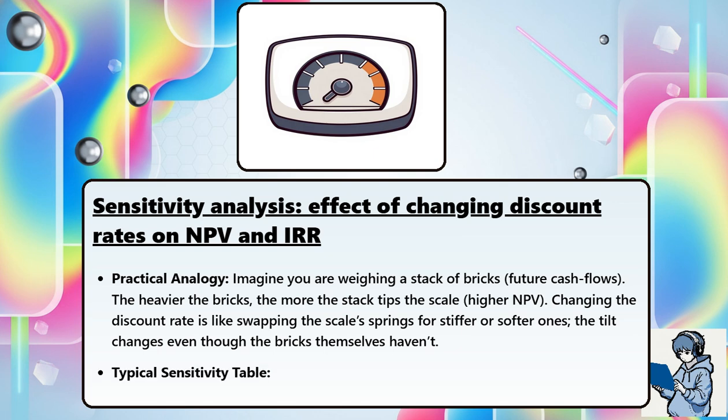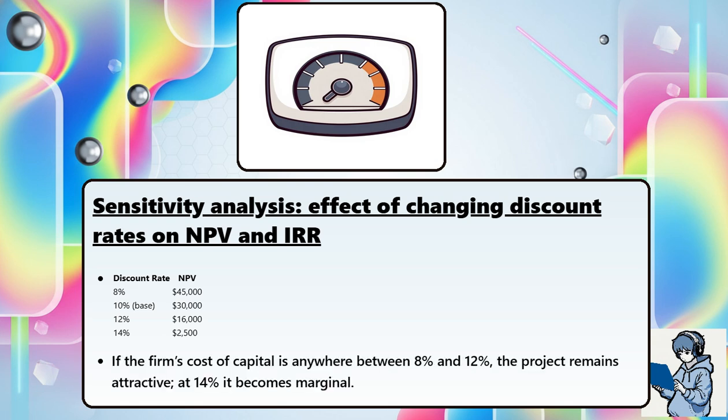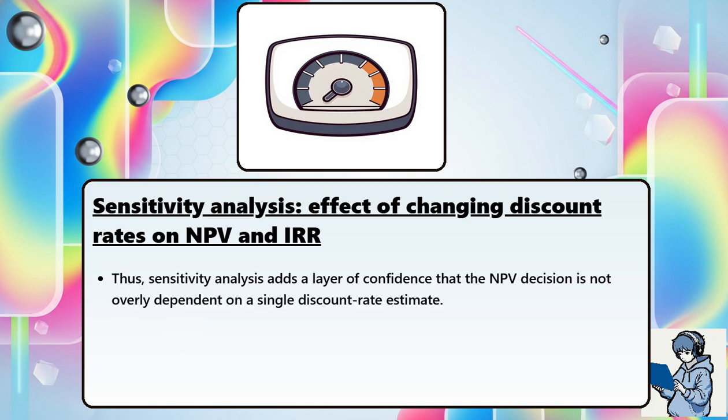Typical sensitivity table. Discount rate to NPV: 8% equals $45,000. 10% base equals $30,000. 12% equals $16,000. 14% equals $2,500. If the firm's cost of capital is anywhere between 8% and 12%, the project remains attractive. At 14%, it becomes marginal. Thus, sensitivity analysis adds a layer of confidence that the NPV decision is not overly dependent on a single discount rate estimate.